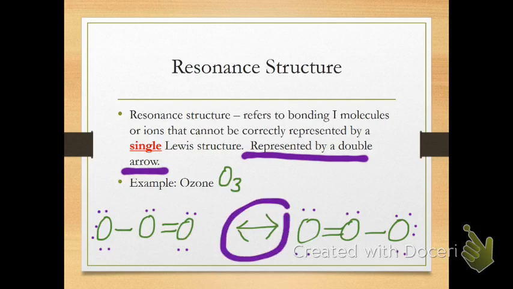And this double arrow right here is how we represent that. Both are equally probable, so we have to draw them, and we represent that with the double arrow. First of all, you need to know that some things have resonance structures, and that we represent that by the double arrow. Okay?